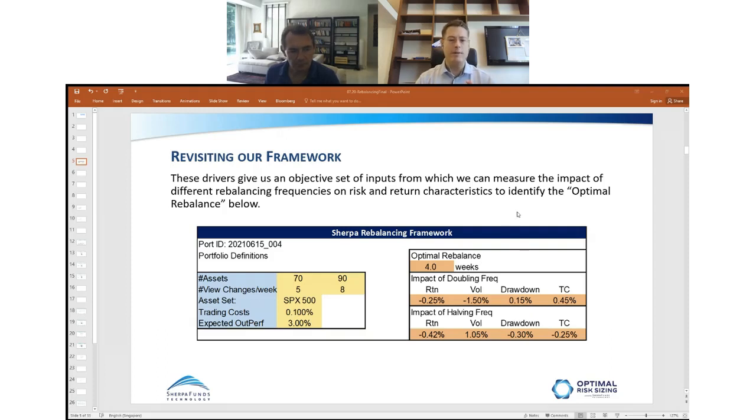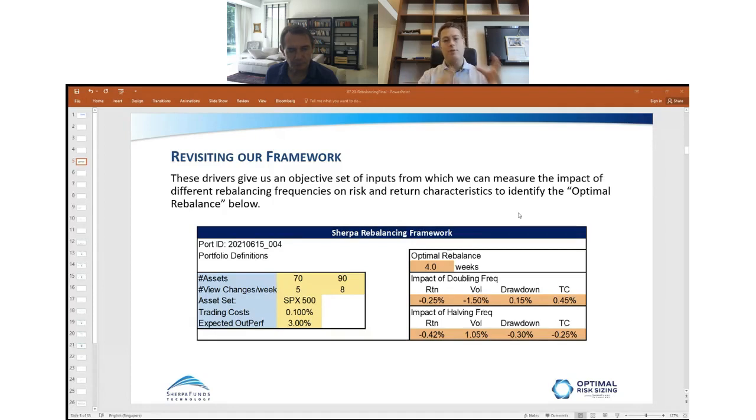So what we're going to think about in the context of this framework is how changing these drivers changes the outcome for different rebalancing periods on return, on volatility, on drawdown, on Sharpe. You can dive into this in great detail, and this is something we do with clients. But in this case, we're going to focus mostly on returns and risk-adjusted returns, on Sharpe.